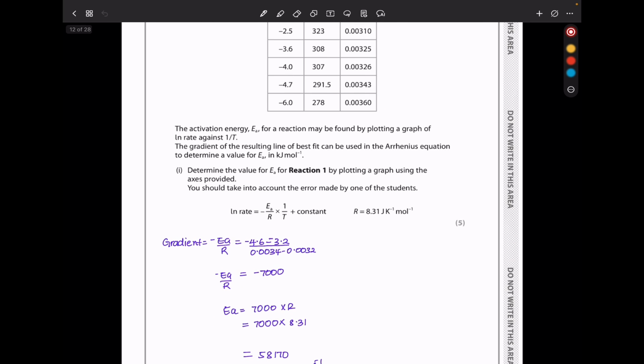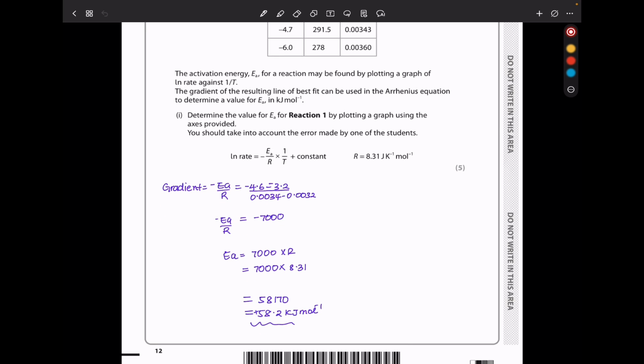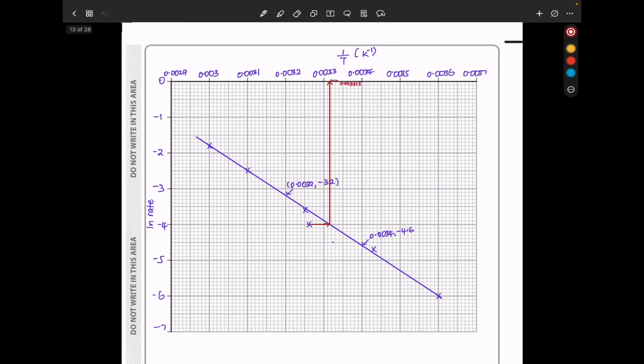They say the activation energy for a reaction may be found by plotting a graph of natural log of rate against 1/T, and the gradient of the resulting line of best fit can be used in the Arrhenius equation to determine the value of EA in kilojoules per mole. Determine the value of EA for reaction 1 by plotting the graph using the axis provided. You should take into account the error made by one of the students. So I want to go look at that first before coming back here to do the calculation.